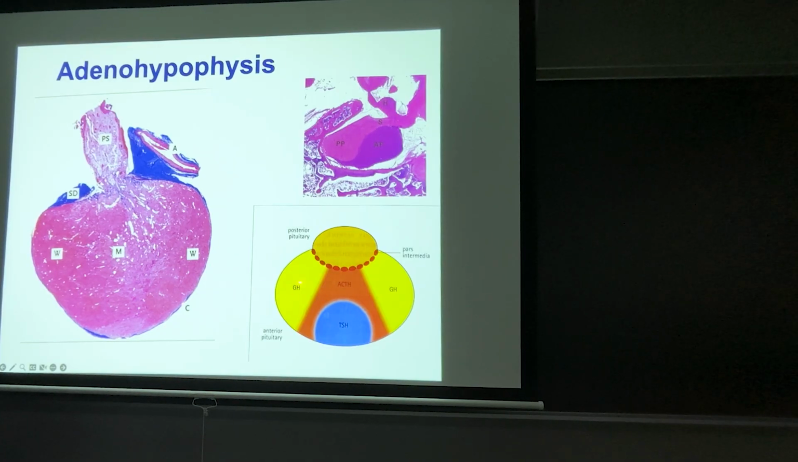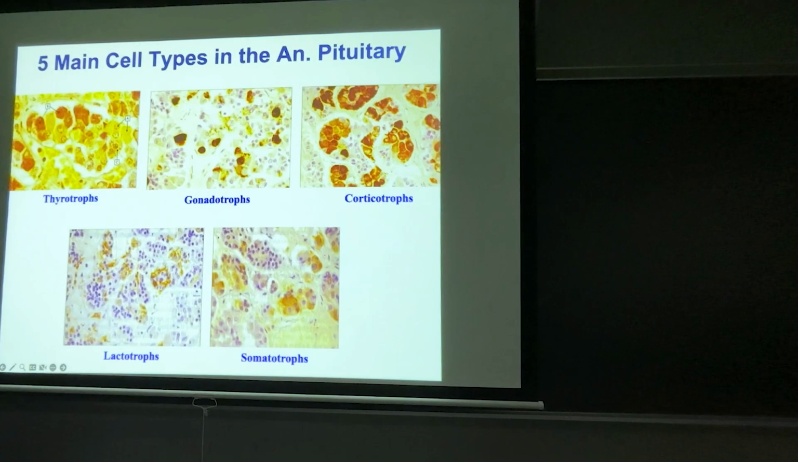So these are hormones, GH, ACTH, and TSH. And then there are some small areas here that are in red that are going to release what are going to be called FSH and LH, which are responsible for reproduction. And so we're going to talk about these different hormones that come from the anterior pituitary.